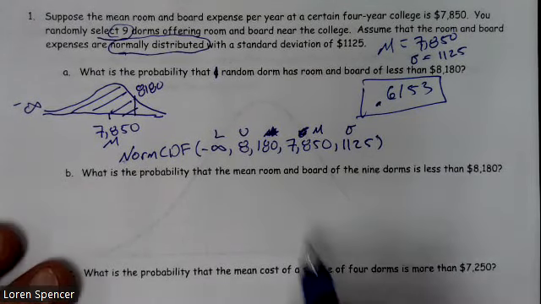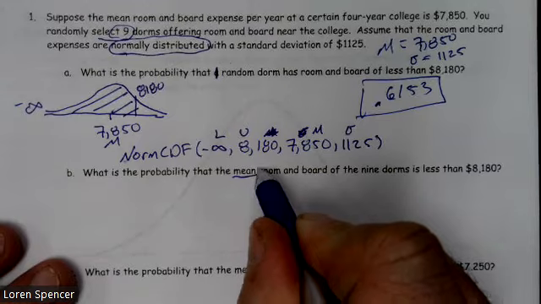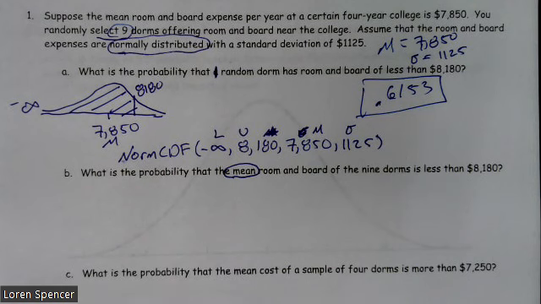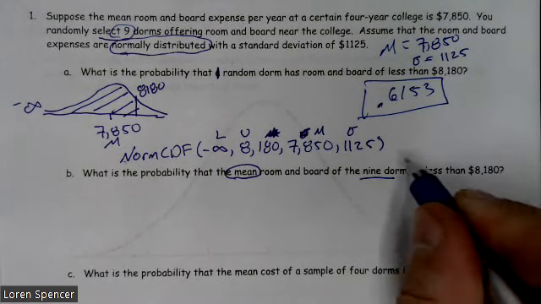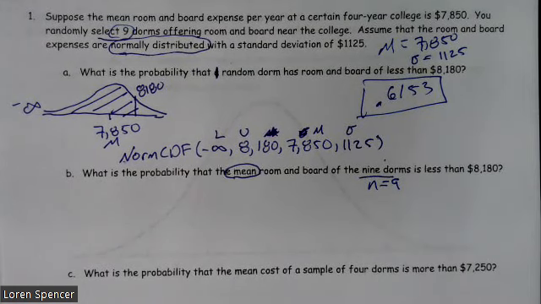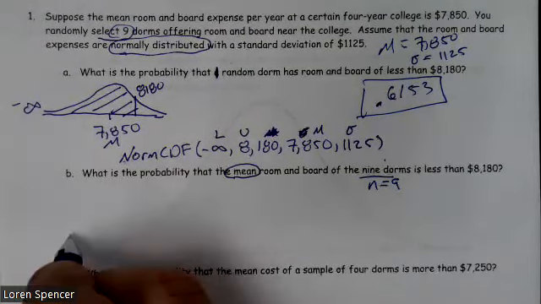What's the probability that the mean? Oh, this tells me mean. So we're working with the sampling distribution of the means. So this will be central limit theorem of the 9 dorms. So there's my sample size. My sample size is 9. All right. Is less than 8,180.